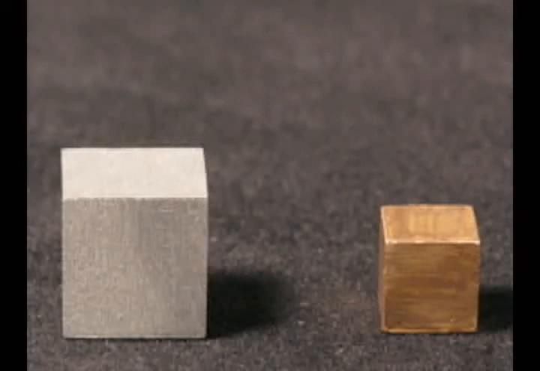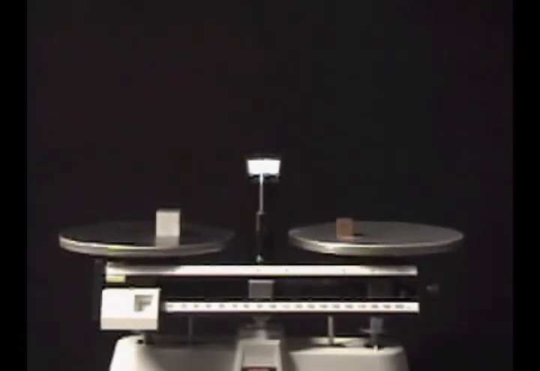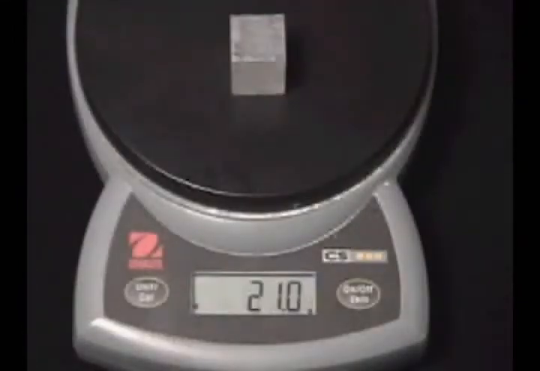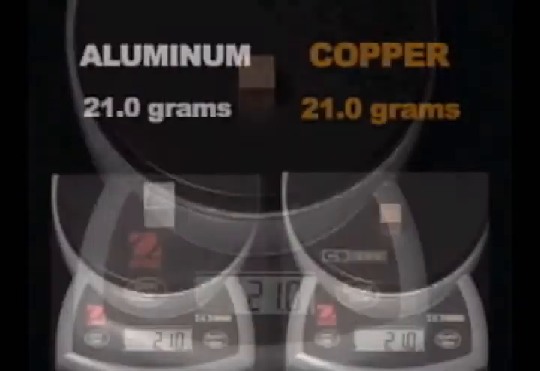These two cubes are made of two different metals. The larger cube is made of aluminum, whereas the smaller cube is made of copper. Judging by the size of each cube, you might think that the larger cube has more mass. Surprisingly, it doesn't. The aluminum cube weighs the same as the copper cube. Still not convinced? The aluminum cube weighs 21.0 grams, and the copper cube weighs 21.0 grams as well.